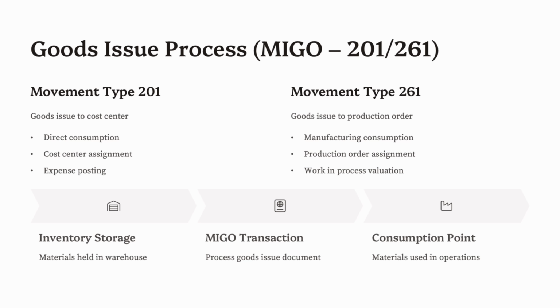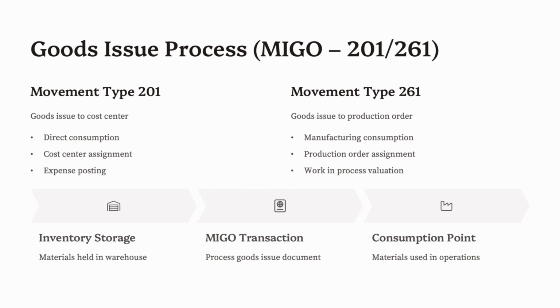2. GI for sales. VL02N/VL10B. Processed via the Sales and Distribution module. Updates inventory and triggers goods issue posting. 3. GI for sampling, MIGO 201. Samples taken for quality checks, non-value stock. 4. GI for scrapping, MIGO 551. Removes damaged or obsolete stock permanently.